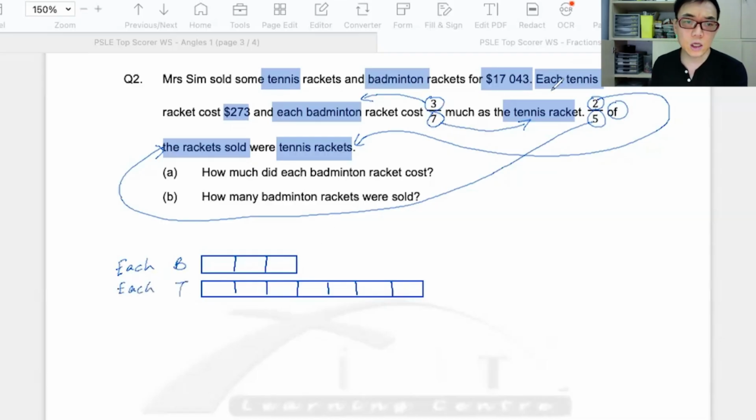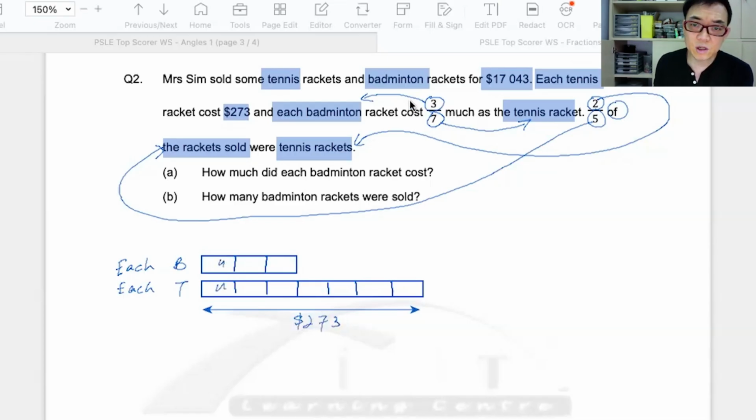And you know that each tennis racket costs 273. Information is given here. So that means this, Isaac, how many units is 273? You wrote down on your paper here, right? Can you just tell me what you found? How many units is 273? 7 units, right? Very good. So 273 is 7 units.